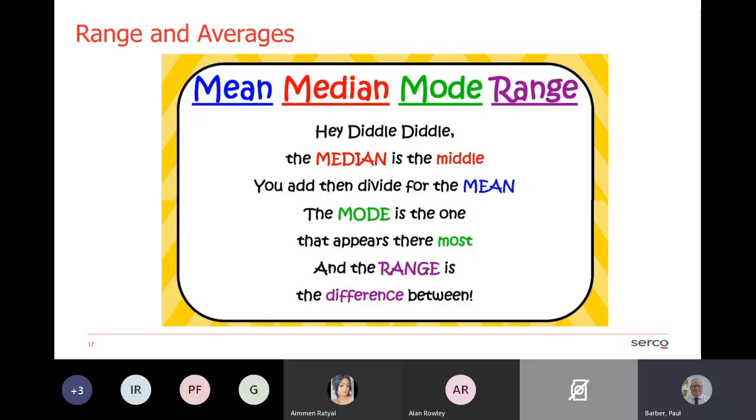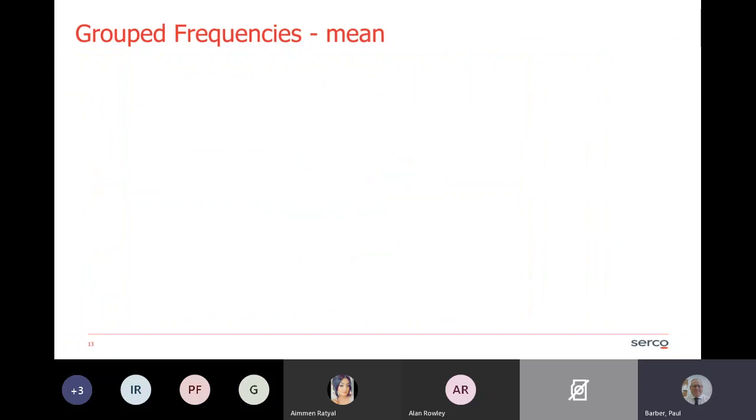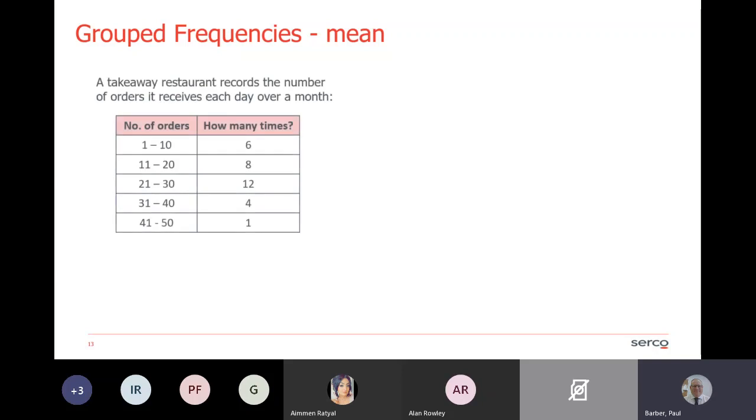There is one extra type of average that I want to mention to you, and it's about what's called group frequencies. It's a little bit more difficult, this one, a bit more detail to it, but it does come up. As far as I can tell, you will only be asked to work out the mean for group frequency. So you can work out the mode and the median, but the mean is the only one that you should be asked to do.